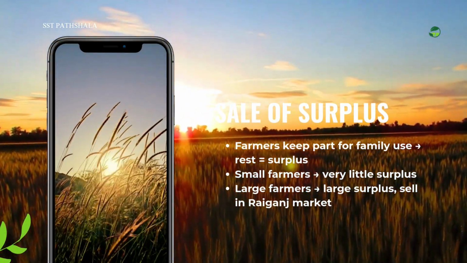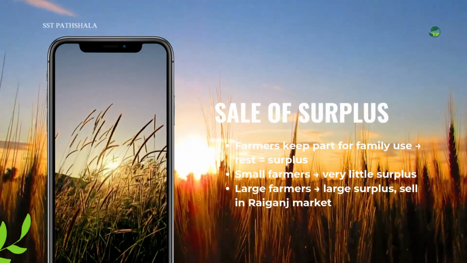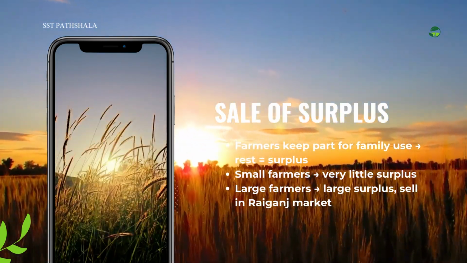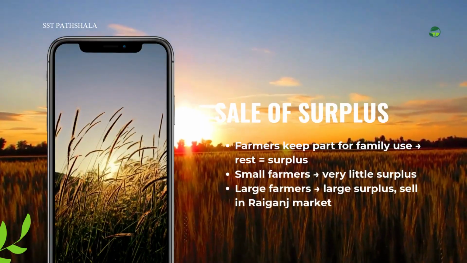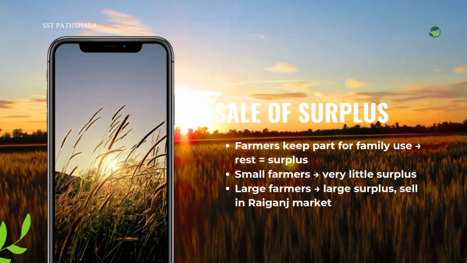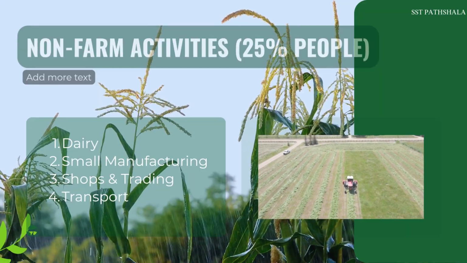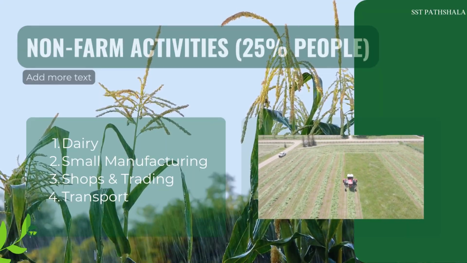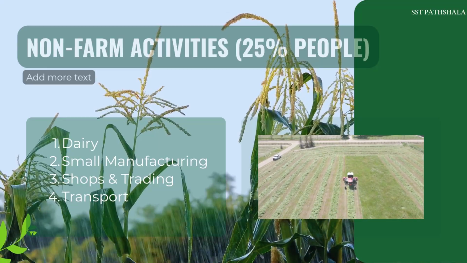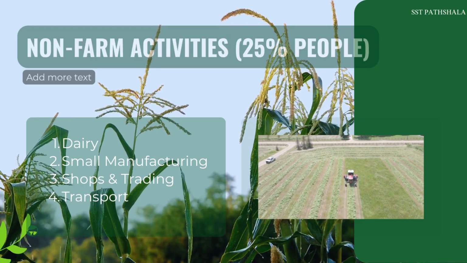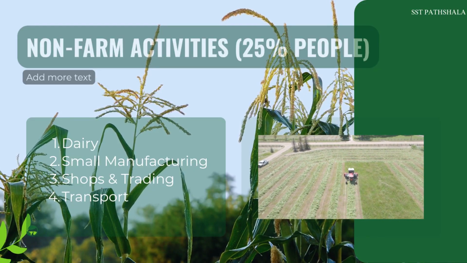So we see the next topic, non-farming activity in Palampur. Farming is the main activity, but about 25% of Palampur village engage in non-farming activity. These include, first, dairy farming. Families rear buffaloes and sell milk in nearby towns. Second is small-scale manufacturing.